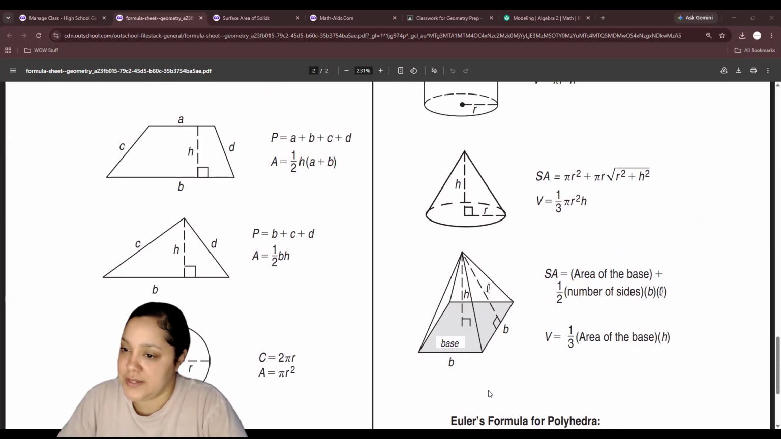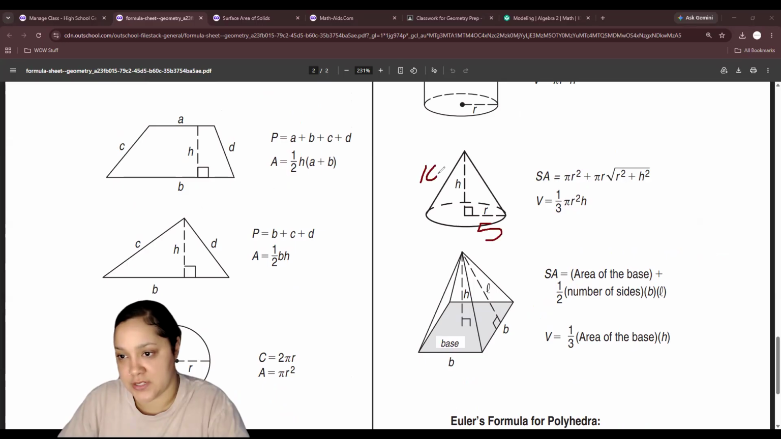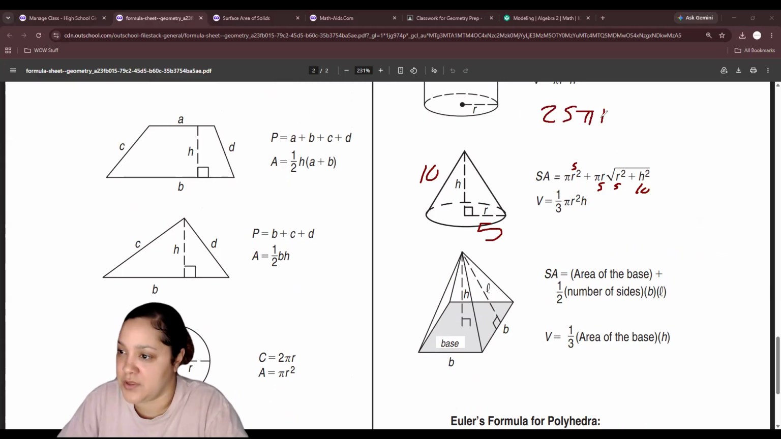All right. The surface area of a cone is a little trickier, you can see here. Let's say the radius is 5 and the height is 10. So I'm going to plug in a 5 here every time you see radius, and then a 10 here. All right, so that's going to get me 25 pi plus 5 pi times the square root of 25 plus 100, which is the square root of 125.